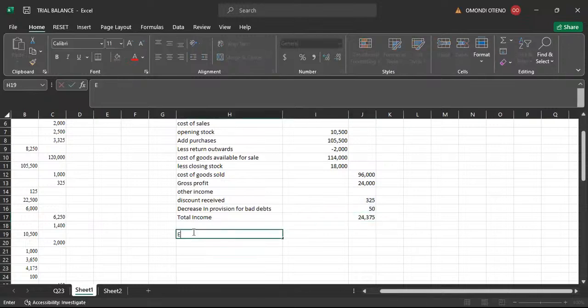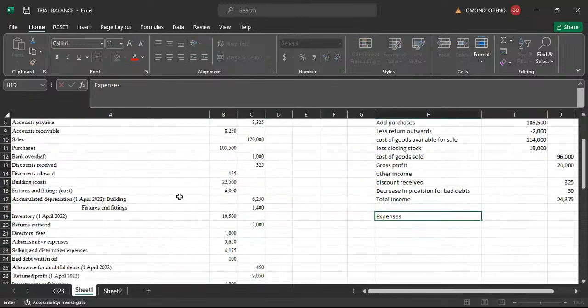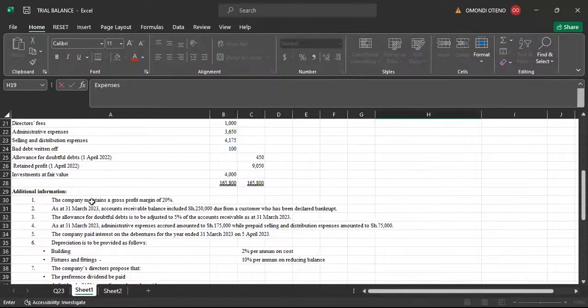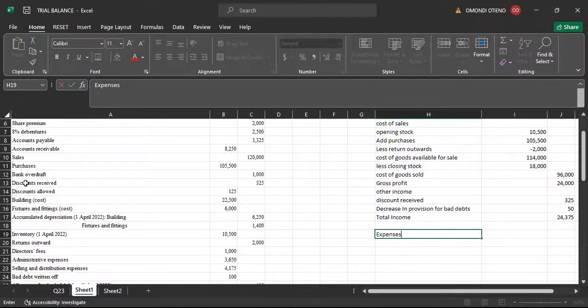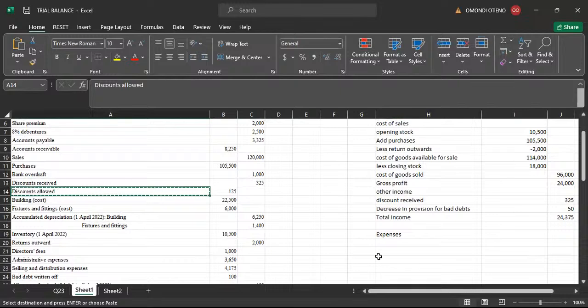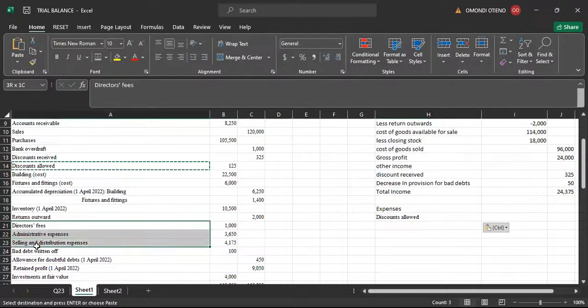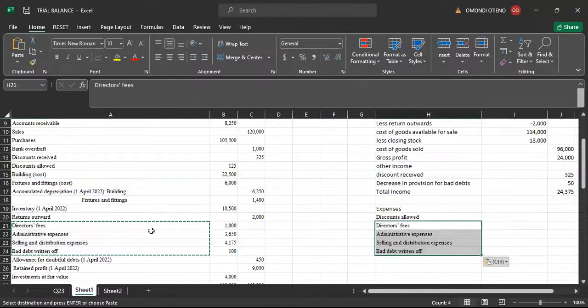We come to the expenses section. Do we have any expense that is touched under additional information? The first one that we are able to see is bad debts written off. The value of bad debts written off has increased. So what I want you to do to save on time as you work on these things, just look for the expenses. We have discount allowed, that's an expense. We just bring it here. We have director's fee, administrative, selling, bad debts written off. All those ones are expenses. We bring them down here.